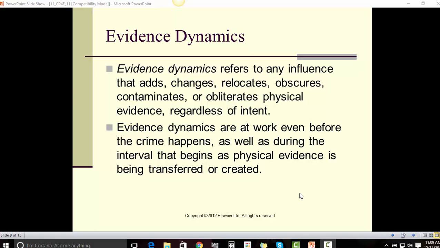Evidence dynamics. Evidence dynamics refers to any influence that adds, changes, relocates, obscures, contaminates, or obliterates physical evidence regardless of intent. Evidence dynamics are at work even before the crime happens, as well as during the interval that begins as physical evidence is being transferred or created.